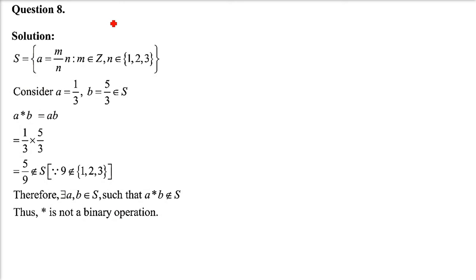Question number 8. Let S be the set of all rational numbers of the form M by N. Please remember, the set is a kind of rational description here, M by N, where M and N are clearly specified. M can only be an integer, okay? And N can only be 1, 2 or 3, nothing else. So M belongs to Z, N is 1, 2, 3.